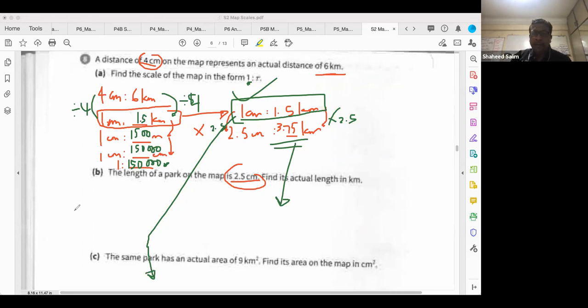I repeat, this scale is only for length. We cannot use this scale for area. For area, you need to create the area scale. How to create the area scale? You square this, you get the area scale. Remember, square it and square it. That means we need to go another round. Another round next week, if you all don't mind, we have to go through this deeply.